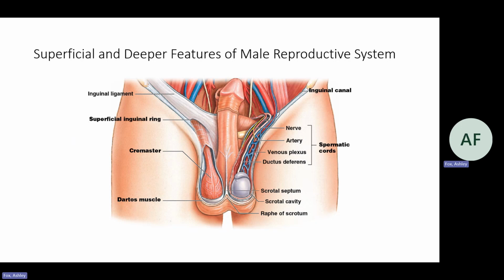Looking at it again, we have the superficial inguinal ring, a hole in the abdominal wall. This is showing you the cremaster muscle that's covering.